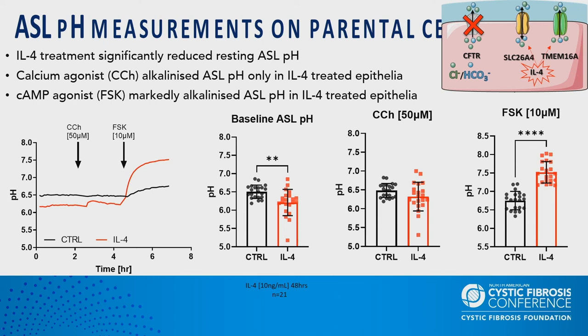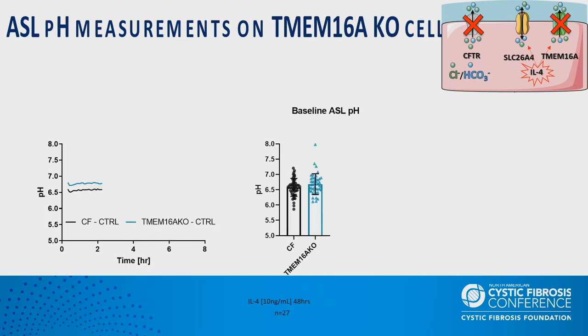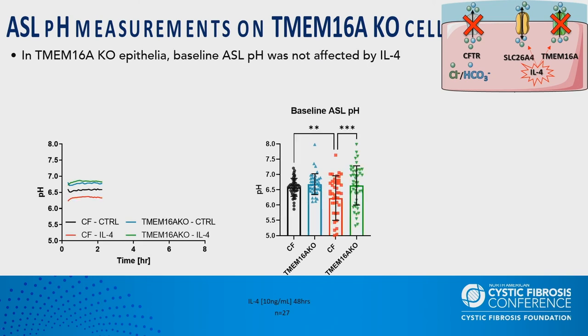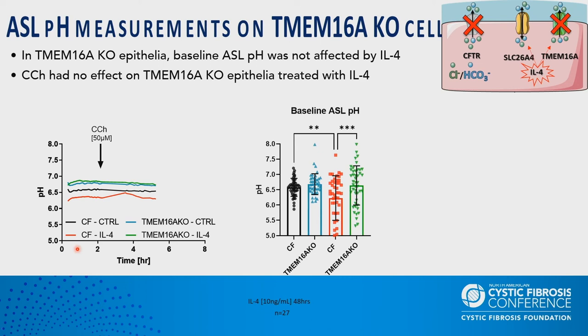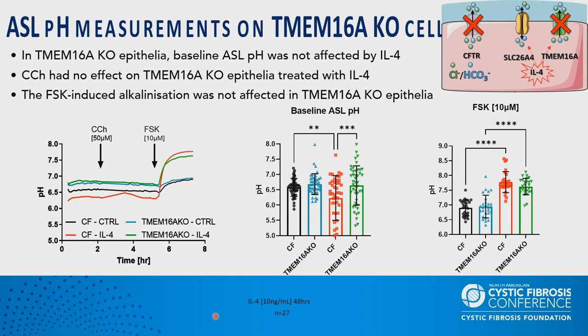So I first started studying TMEM16A knockout cells, and what I found out was there was no significant difference in baseline ASL pH under normal condition between control cells and TMEM16A knockout cells. But when I treated the cells with interleukin-4, the baseline in TMEM16A knockout cells was significantly more alkaline compared to interleukin-4 treated control cells. The addition of carbachol had an effect only in interleukin-4 condition in parental cells, but not in TMEM16A knockout cells. And then the final addition of forskolin had no effect in TMEM16A knockout cells.